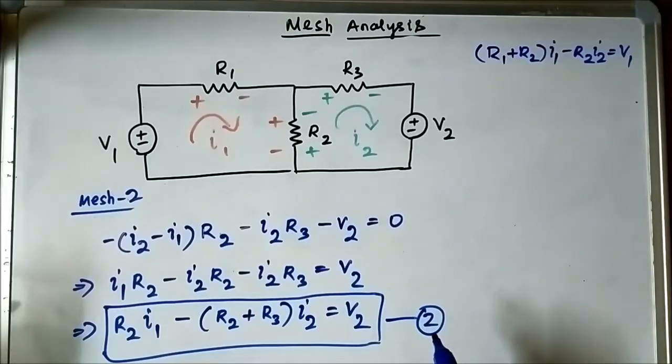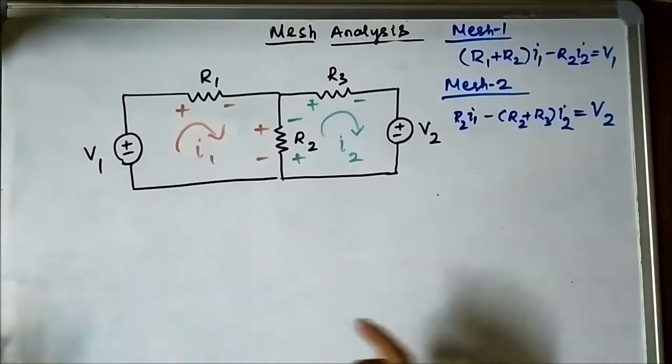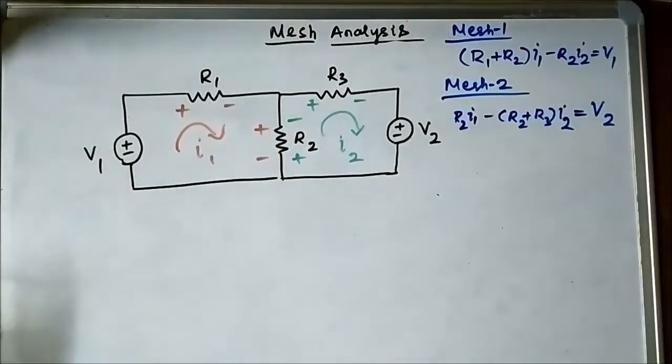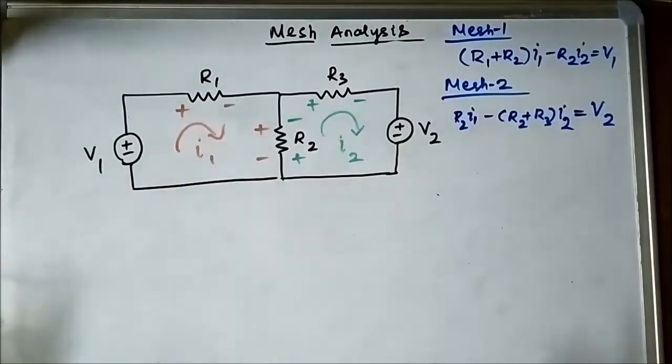Now we have to bring it in terms of matrix form. So let us see how we can do that. We have these two mesh equations which we just obtained by applying KVL in the two loops, mesh 1 and mesh 2. Now we have to bring it in terms of matrix form.